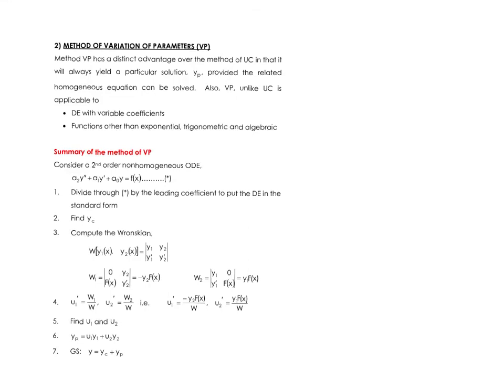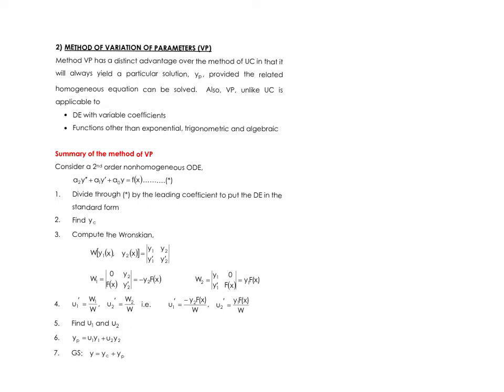Okay, second method is method of variation of parameters, VP. Method VP has a distinct advantage over the method UC, undetermined coefficients, in that it will always yield a particular solution YP, provided the related homogeneous equation can be solved. Also, VP, unlike UC, is applicable to DE with variable coefficients and functions other than exponential, trigonometric and algebraic.